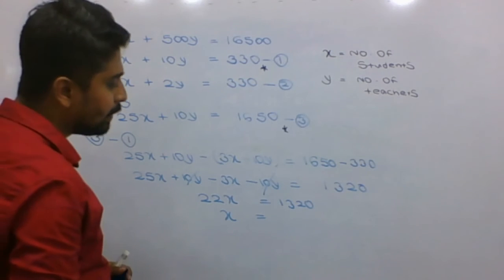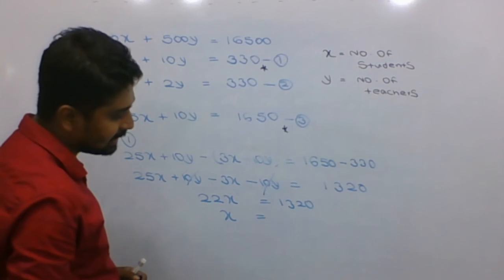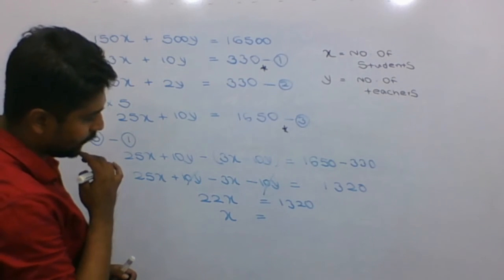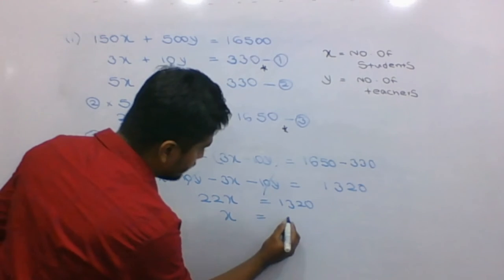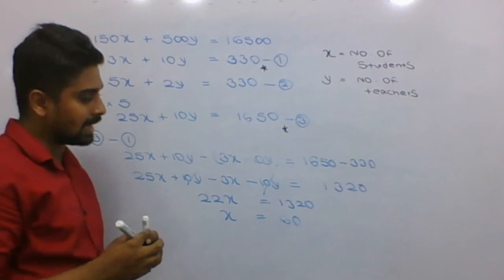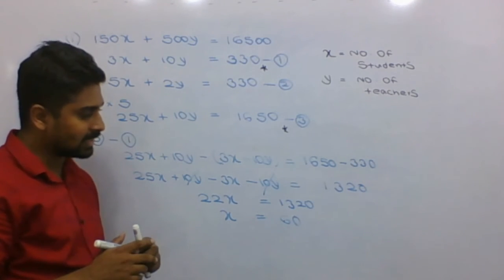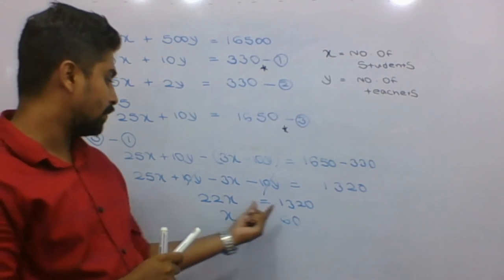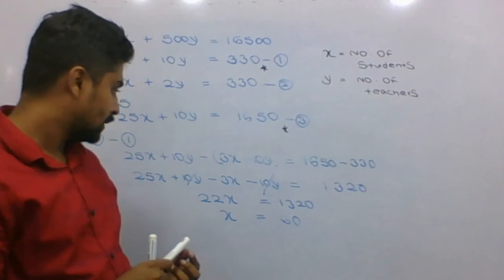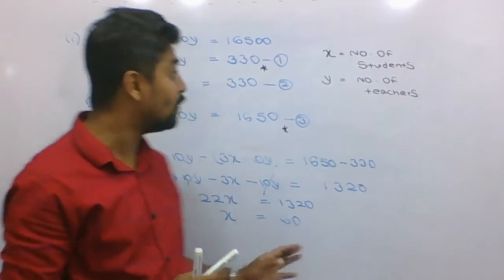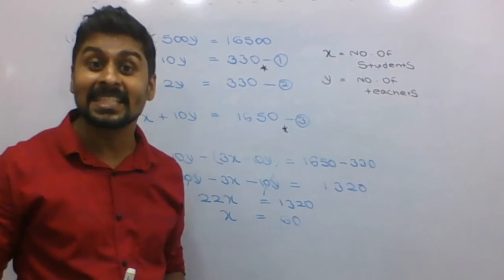If you divide both sides by 22, what is the answer here? Here you can see 60. So x is 60. So when you divide 1320 by 22, yes, 60. So x is 60. X means the number of students, it is 60.